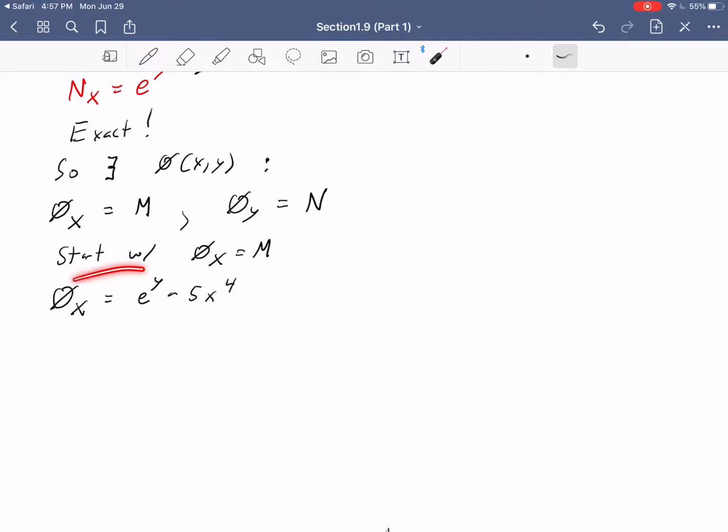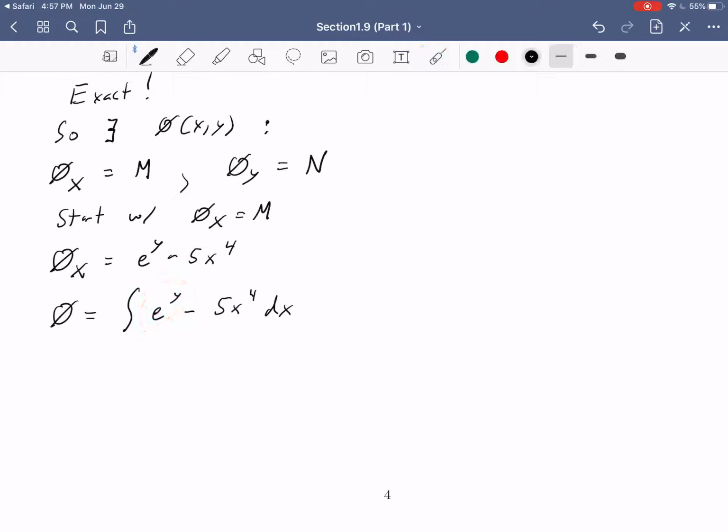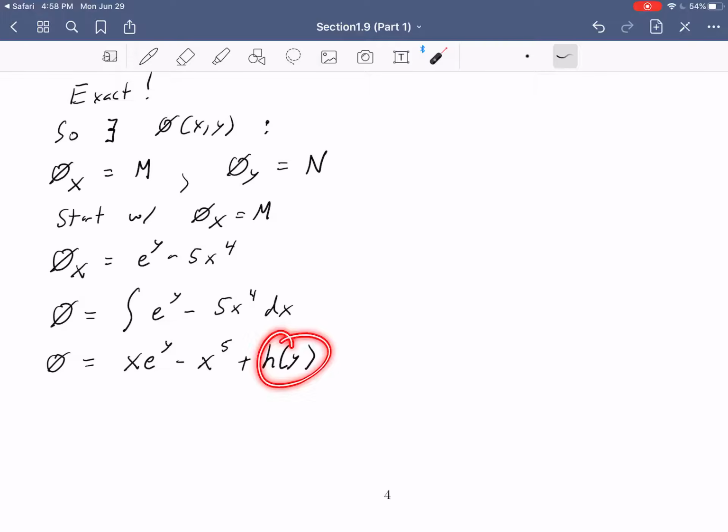All right, we can start to unpack this by integrating with respect to x. So phi is going to be the integral of e to the y minus 5x to the fourth dx. This e to the y is being treated as a constant, so the integral of a constant is just the constant times x. So we get x e to the y minus the integral of 5x to the fourth, which is x to the fifth, and then plus an unknown constant, but really it's going to be an unknown function of y. So there we go. And we'll see if we actually need anything for that unknown function of y.